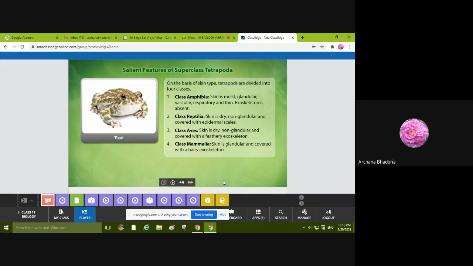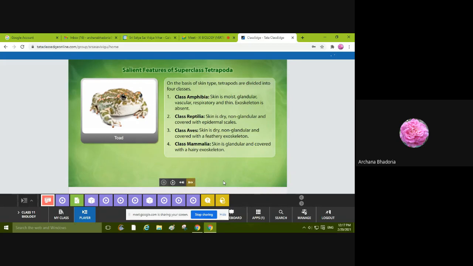Now this classification is done on the basis of the type of skin. Write it down, everyone. This is a very important feature: the basis for this classification. The Tetrapoda is classified into 4 classes on the basis of the type of skin. So what type of skin do the amphibians have? Amphibian skin is moist, glandular, vascular, respiratory, and thin.